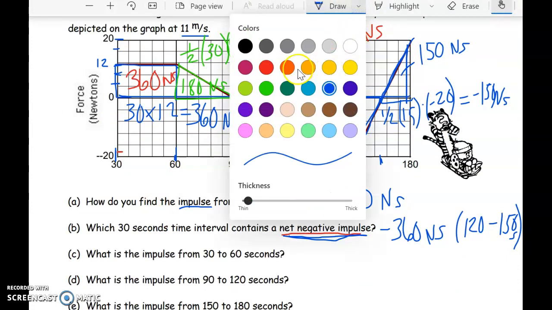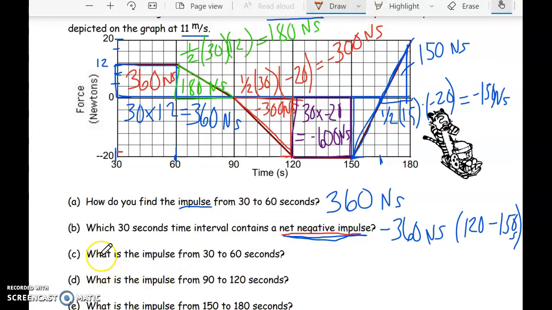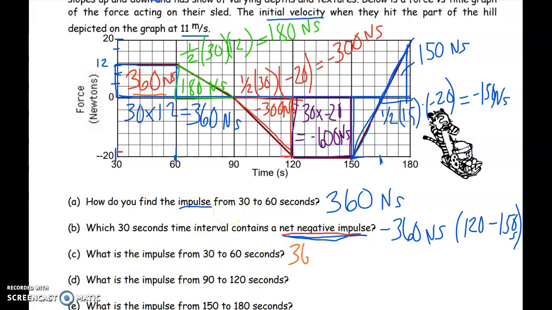All right, moving on to part C. Part C, what is the impulse from 30 to 60 seconds? Well, since we already saw for all of them, the next few will be very easy. It's just copying down from the graph. So our impulse from 30 to 60 was this area for this box. So that was our 360 newtons times seconds. We solved the impulse from 90 to 120. So from 90 to 120, this is our negative impulse here, the negative 300 newtons times seconds.